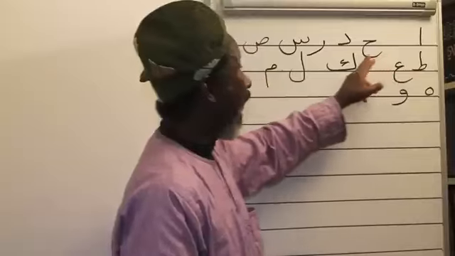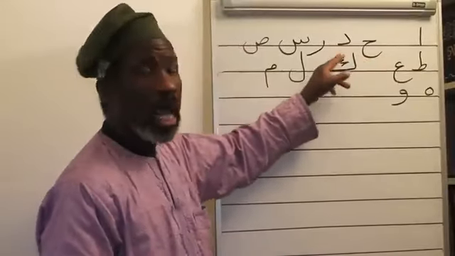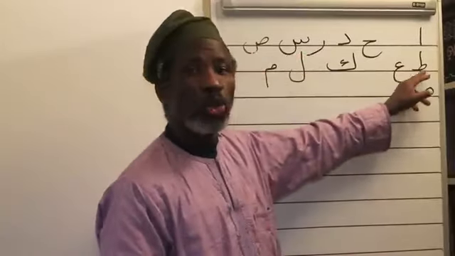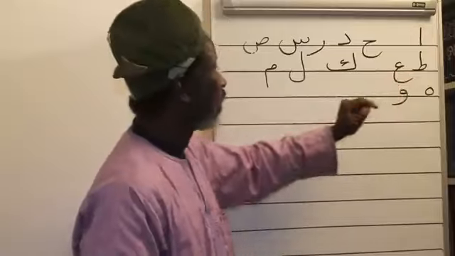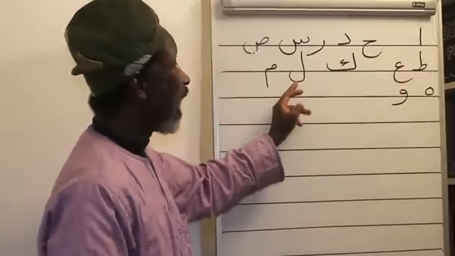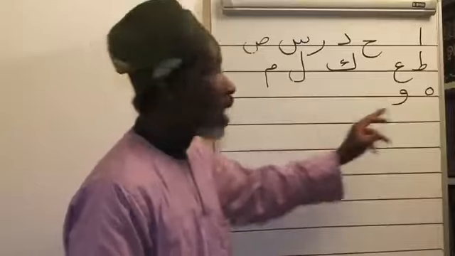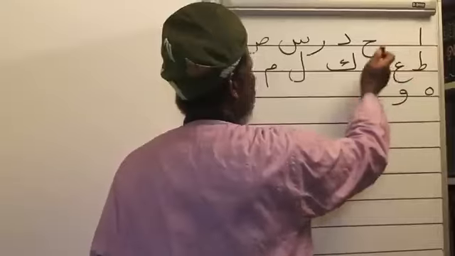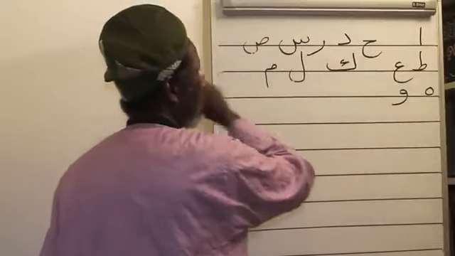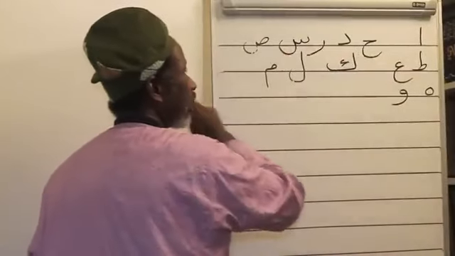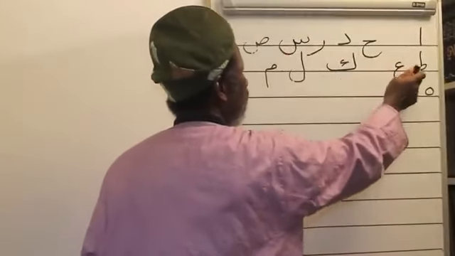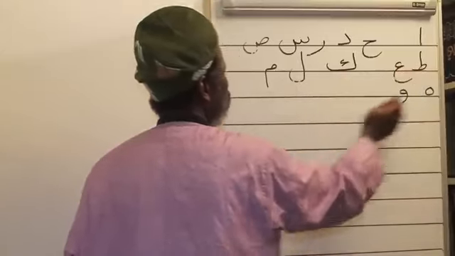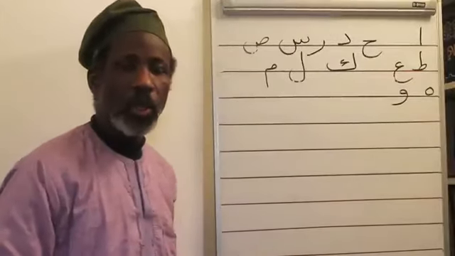Alif, ha, dal, ra, sin, sad, ta, ain, kaf, lam, mim, ha, waw. How many of them? 1, 2, 3, 4, 5, 6, 7, 8, 9, 10, 11, 12, 13 with no dots.